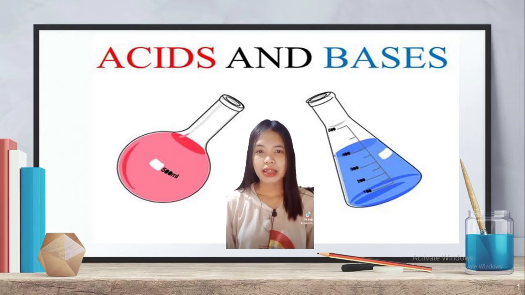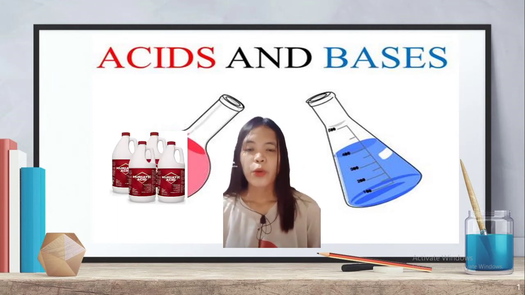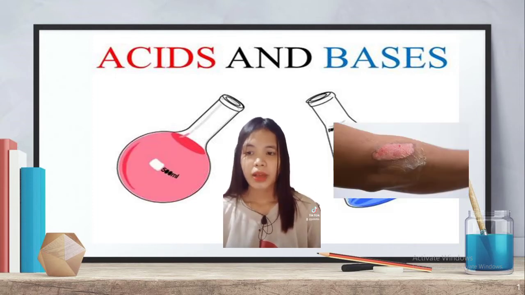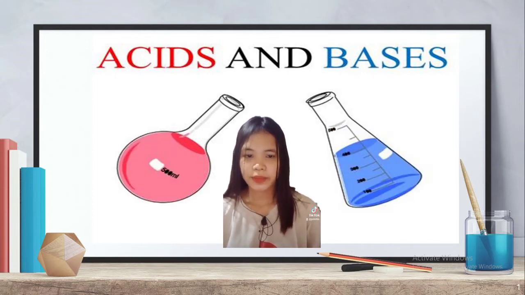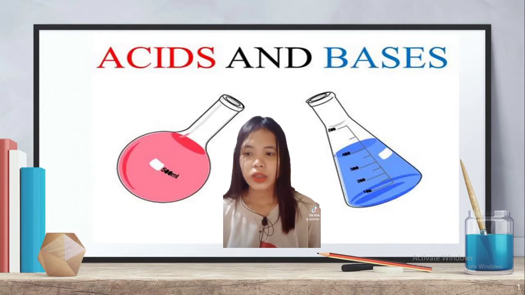So this is my activity 8, acids and bases. Many people think that acids and bases are very dangerous. When muriatic acid, which is a common cleaner, is applied to our skin, it is very dangerous and may cause burns. And it may look like this. But did you know that your favorite citrus fruits, like oranges and lemons, also contain an acid called citric acid?